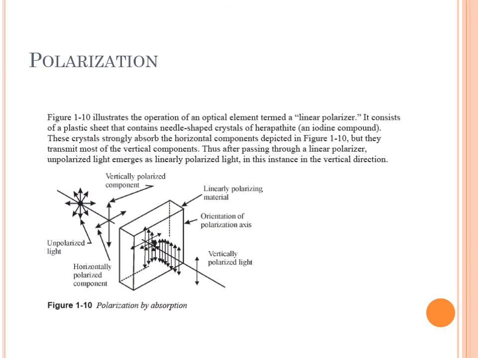So here we have an optical element. A linear polarizer consists of a plastic sheet that contains needle-shaped crystals of an iodine compound. These crystals strongly absorb the horizontal components depicted in figure 1.10, but they transmit most of the vertical components. Thus, after passing through the linear polarizer, unpolarized light emerges as linearly polarized light, and in this instance in the vertical direction.